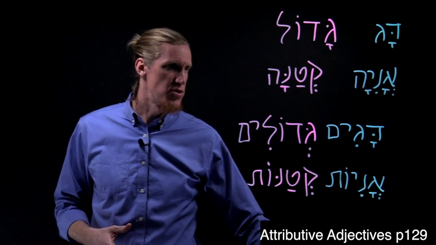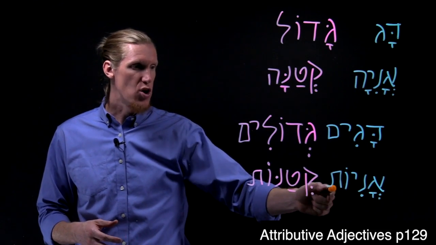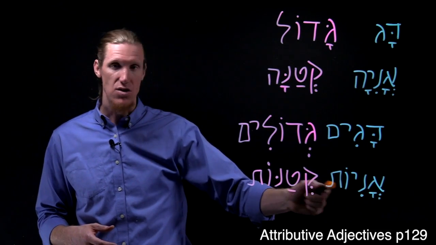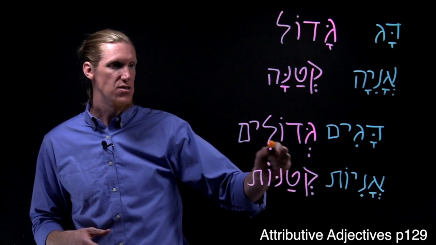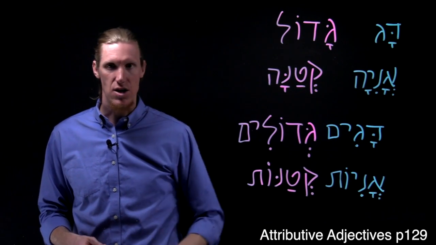Same is true for the plurals. Dagim gedolim, big fish. Oniyot ketanot, little boats. Right? You see the im ending here and here, the ot ending here and here.